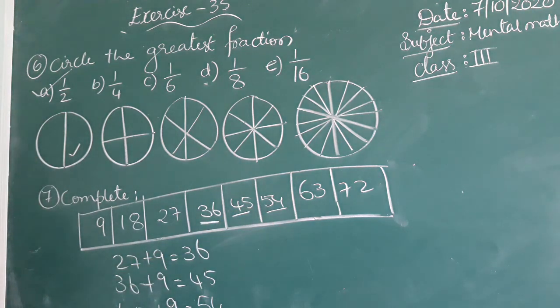Or else, if you observe, these are all in the 9 table only. Yes? 9 ones, 9 twos, 9 threes were given. So 9 fours 36, 9 fives 45, 9 sixes are 54, 9 sevens and 9 eights they only given. Okay, see the 8th one.